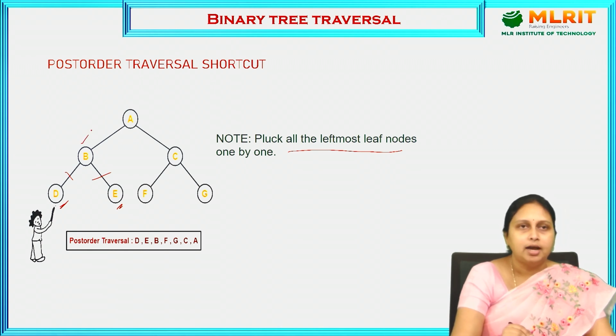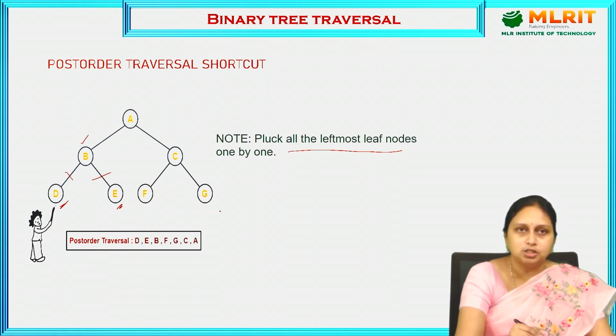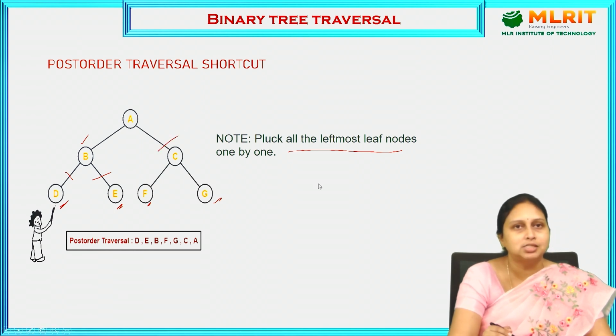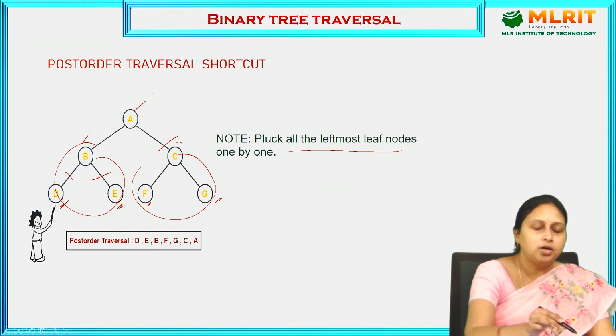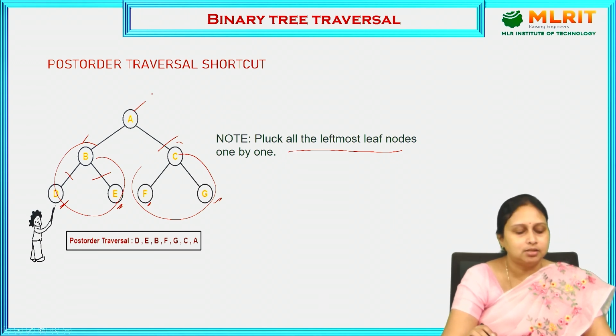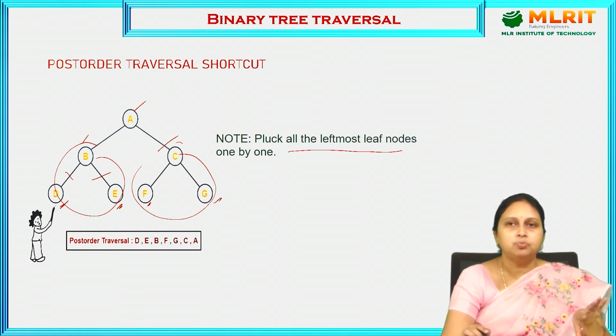Okay. And after completing that, I can't remove A directly. That's why we need to go for the right subtree, right? In that, F has to be deleted, then G has to be deleted, then only we can remove C. Right? After deleting all these, now we are going to delete A. That means in the same way we remove the nodes from the tree, in the same order we are going to perform the post order traversal.